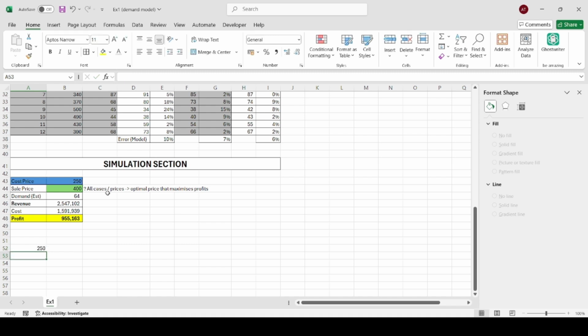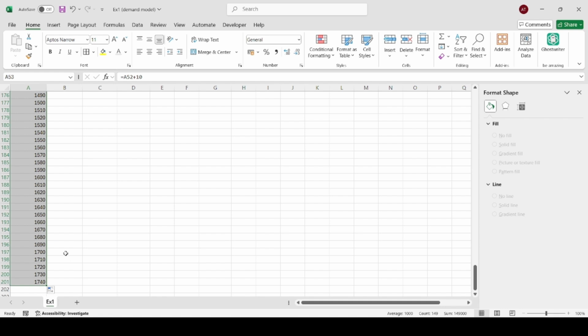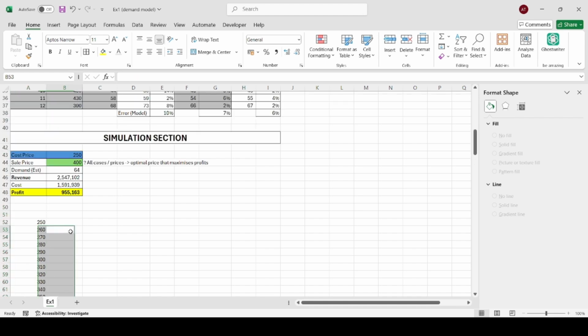So we start at 250, and then we were told that you increment by 10. So let's create a table of prices, right? That's our table of prices going up to 1,714. So what we really want is here to put the profits. Like, what's the profit when we sell 250?